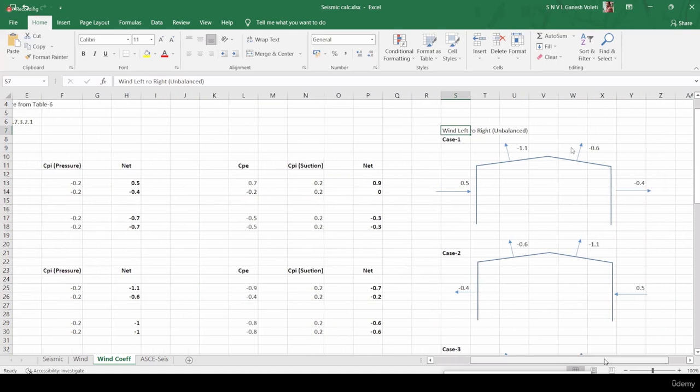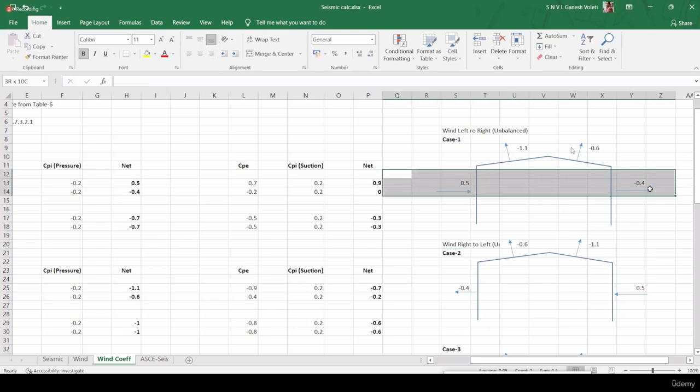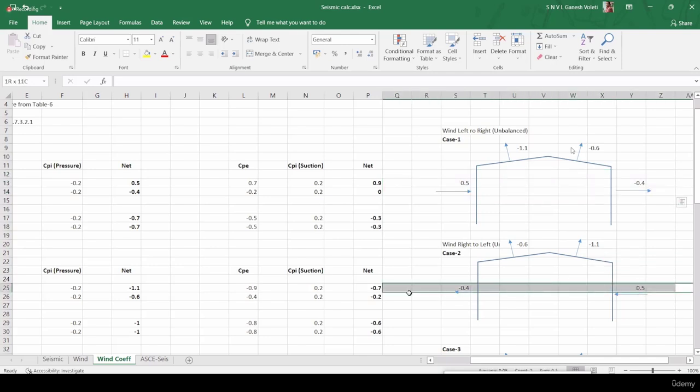The same thing you can take here. The second case, wind right to left. Now, the first case we have taken, wind is flowing from left to right. In the second case, wind is flowing from right to left in this direction.